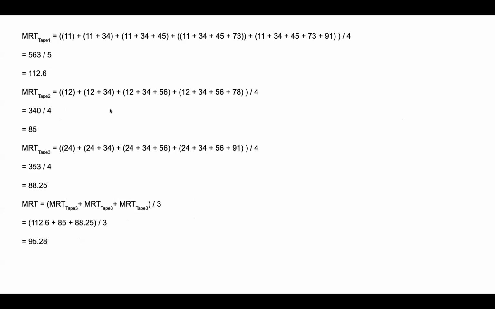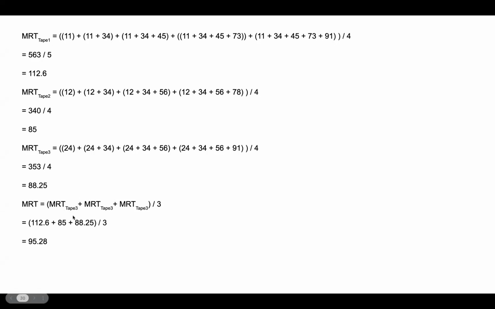Same for tape 2, only 4 programs are there on tape 2. So we calculated like this, it became 85. Same on tape 3, 4 programs are there, and according to their length, we calculated the retrieval time and then divided by the number of programs, and we came to the mean retrieval time.